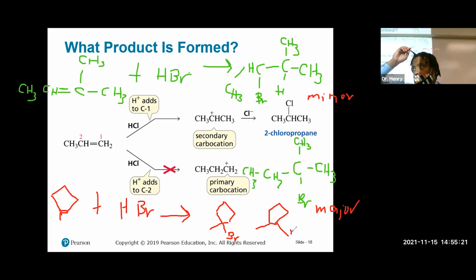Methyl. This is the bromine. Okay. Which one's going to be favored? Product 1 or product 2? And why? Okay. So this is going to be our major. This is going to be our minor.